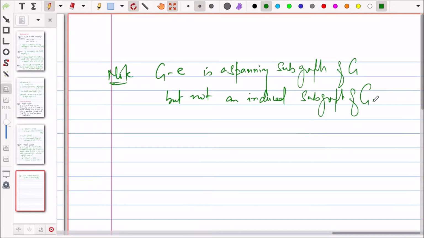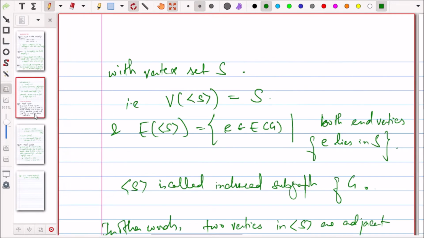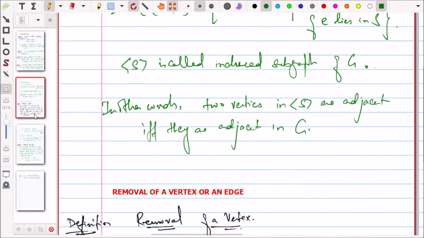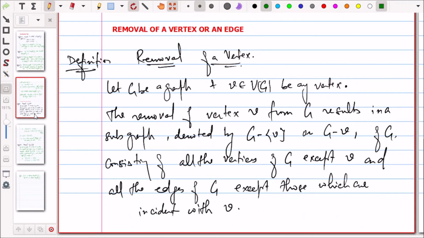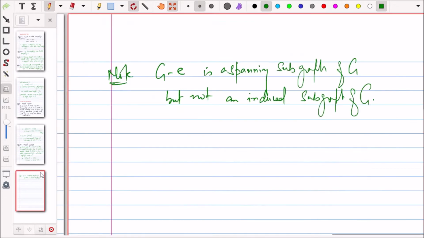G minus V था हमारा, वो स्पैनिंग नहीं था, राइट? क्योंकि हमने एक वर्टेक्स रिमूव कर दिया. स्पैनिंग मतलब सारे के सारे वर्टेक्स आने चाहिए, ठीक है? और इंड्यूस्ड मतलब कि जितने भी वर्टेक्स हैं उसके कोरस्पॉन्डिंग सारी की सारी एजेस आनी चाहिए. लेकिन G माइनस E में वर्टेक्स तो सारे हैं लेकिन उसके कोरस्पॉन्डिंग सारी एजेस नहीं आ रही है, एक एज कम हो गया है. सो इट इज नॉट एन इंड्यूस्ड सबग्राफ, इट इज अ स्पैनिंग सबग्राफ, ठीक है?